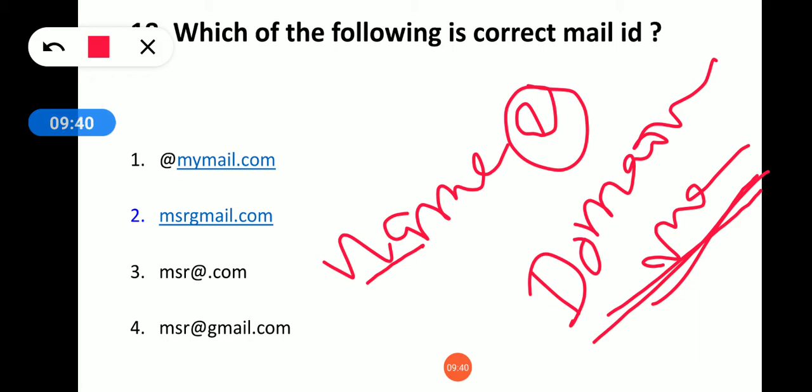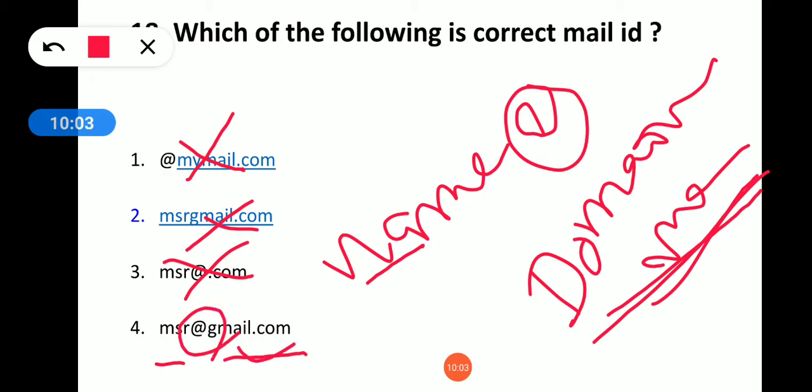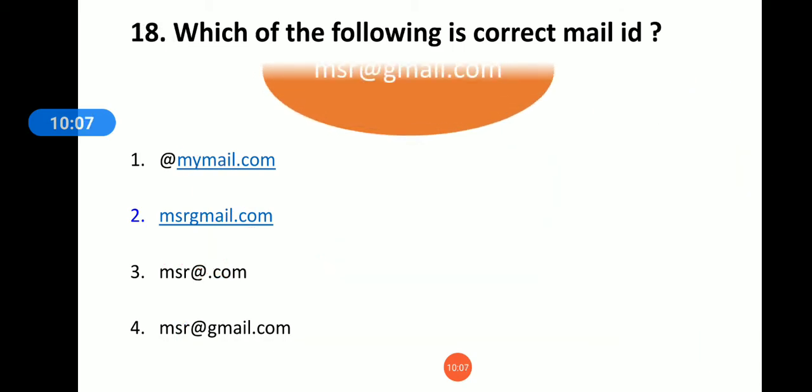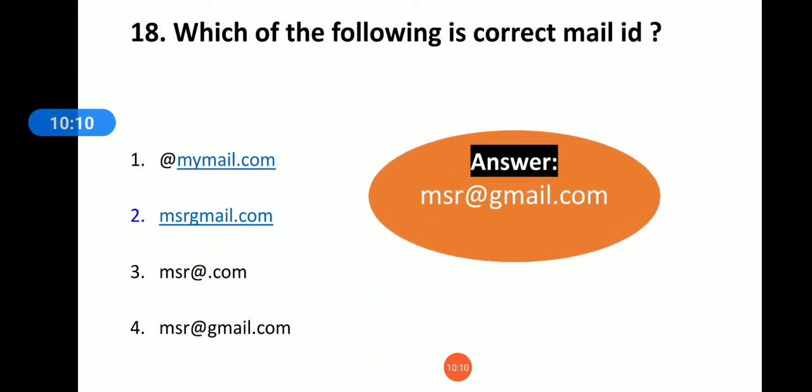So it is missing the name, so it is not a correct mail address. Here we have msr or gmail.com, but the @ symbol is missing, so it is also wrong. Msr@.com, the domain is missing. Msr@, the name is coming, gmail.com domain is coming, the at the rate symbol is also coming. So it is the correct answer. So let us look at the correct answer: msr@gmail.com is the correct email ID. Going to the next.